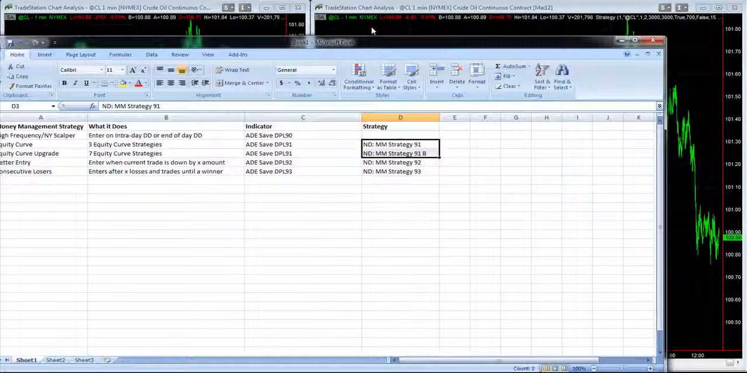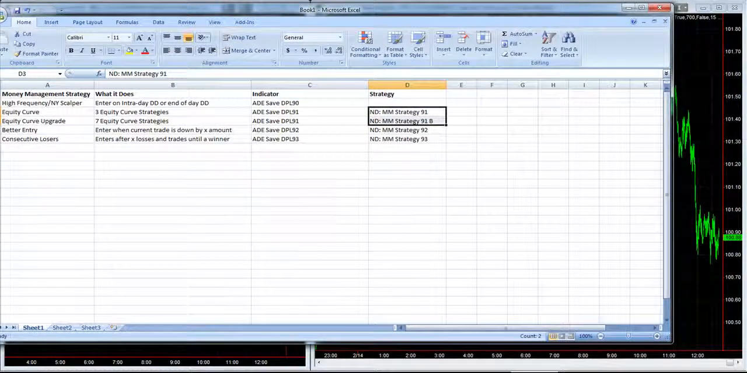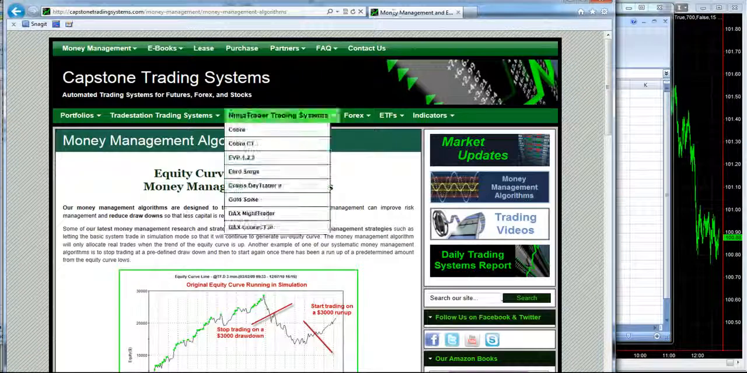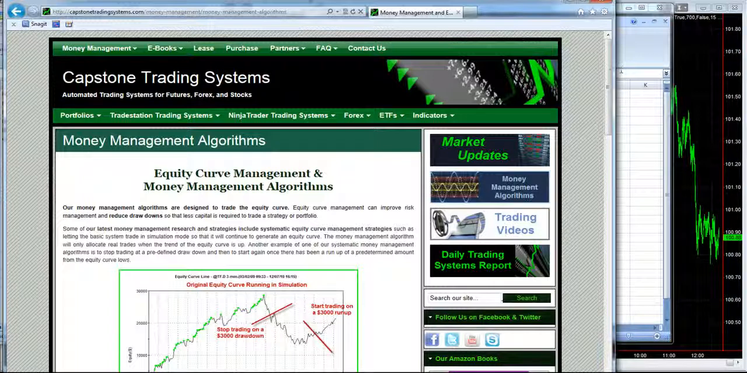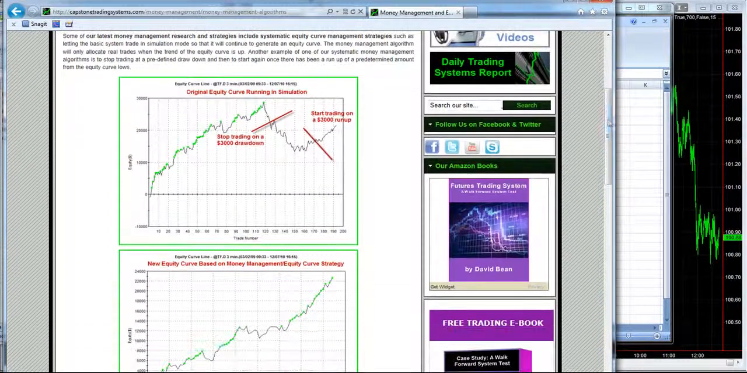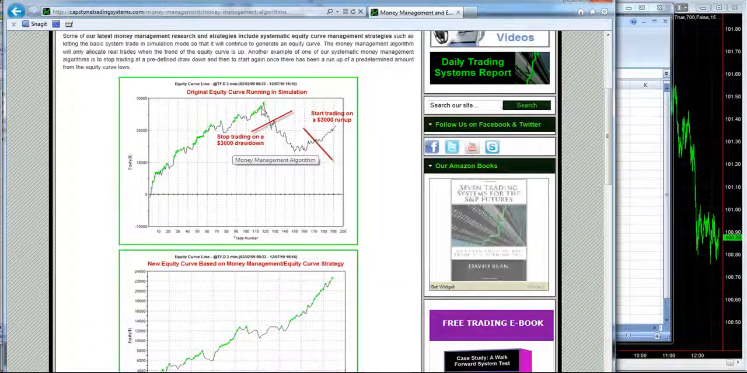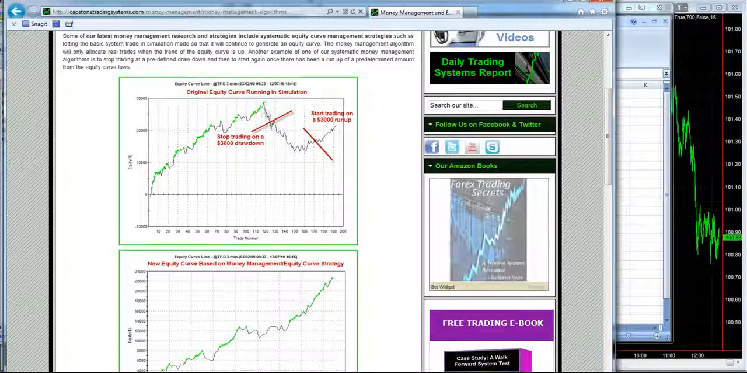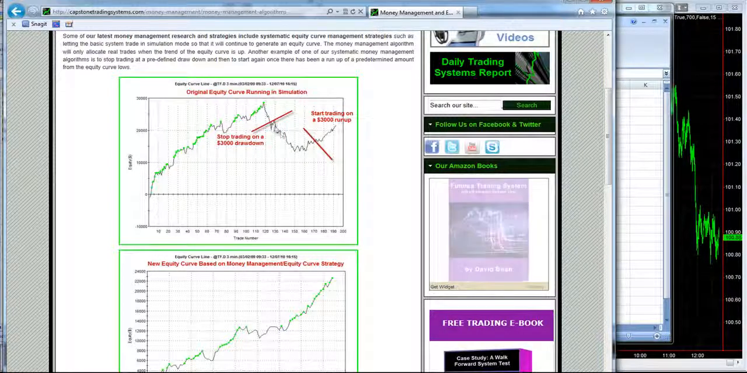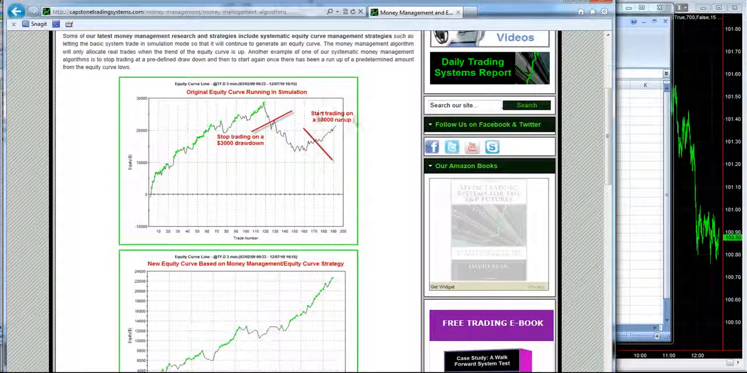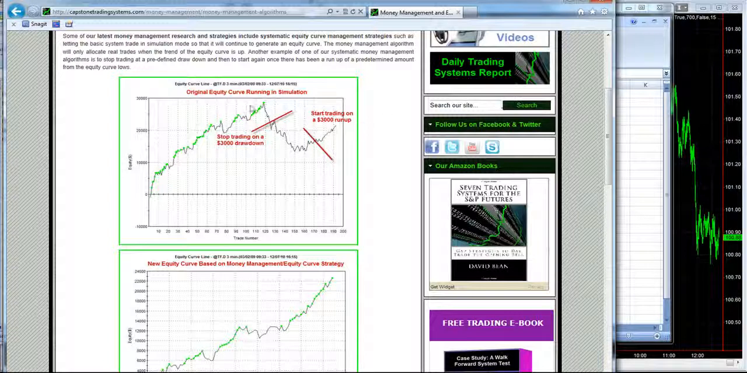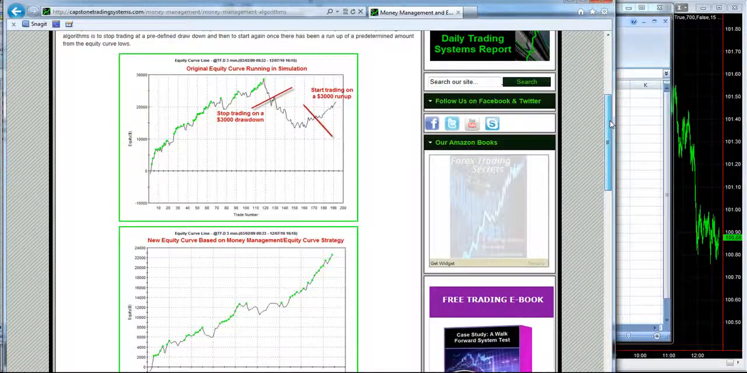As you can see in the background, we have all these strategies laid out. But just an idea of how the equity curve algorithms work. If you go to my money management section of my website, you'll see this page right here. The way it would work is you generate a base strategy, and the actual trades that are taken, watch the base strategy trade without taking those trades, and then it stops trading on a drawdown, and then a run up from an equity peak low starts trading on a $3,000 run up. That's an example of how that would work.